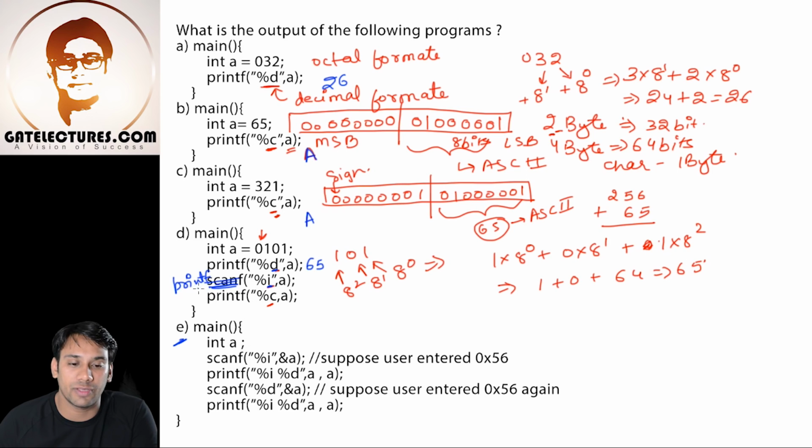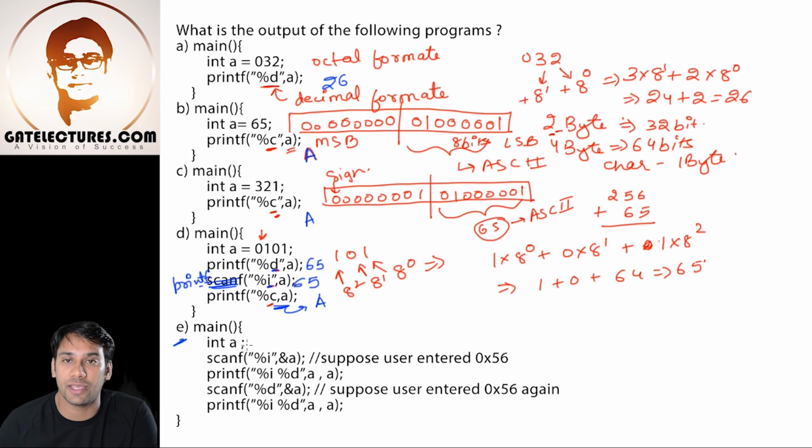So we are having printf %i is equal to A. The value of variable A is 65, therefore it is going to print 65, and this statement is going to print again capital A. Okay, so now let us see the next part.